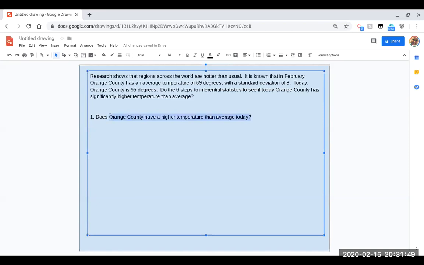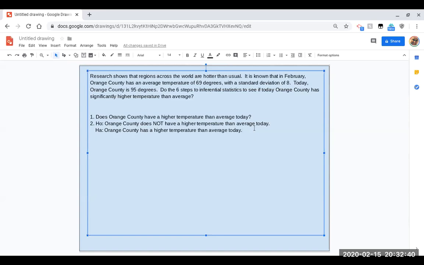So I'm going to copy that so I can use it for my null and alternative. So remember, I'm just going to paste my question. It's no longer a question, and it's going to say Orange County has a higher temperature than average today. I want to think about how I can turn that into the null, and that would be adding the word not. Now notice none of my sentences have past tense in them. These are never going to be about the past tense. These are always about current state. So it's not going to be did Orange County have, right? It's Orange County has a higher temperature. And then this one we would say Orange County does not have, okay, I just want to make sure this is grammatically correct. Does not have a higher temperature than average today.